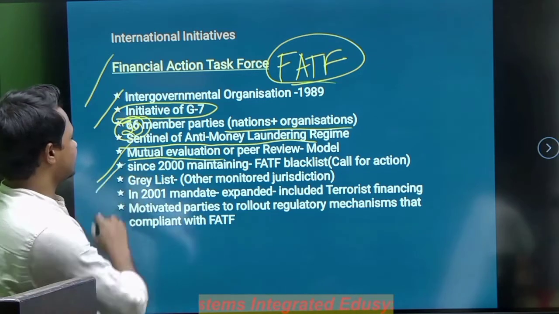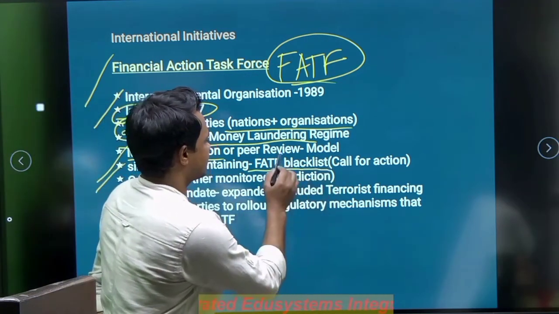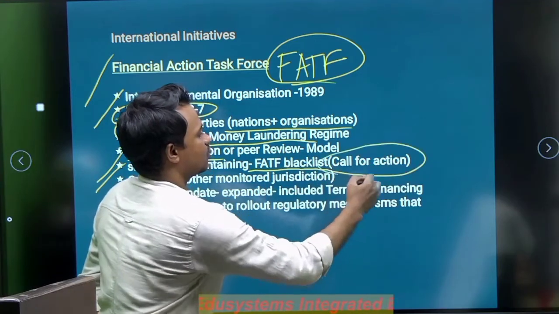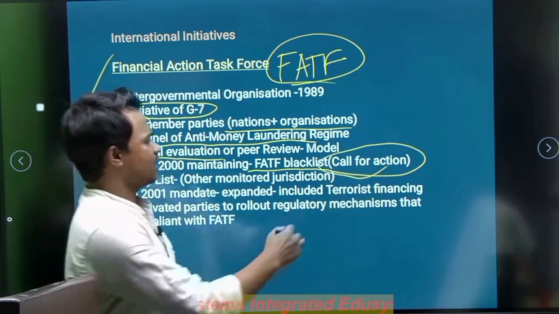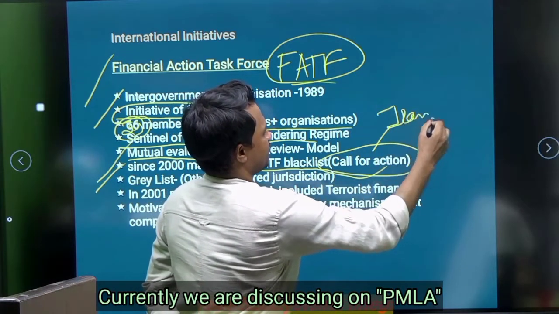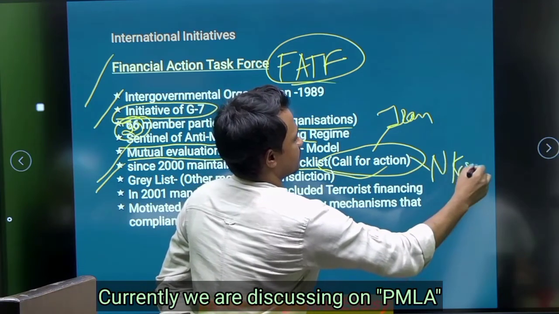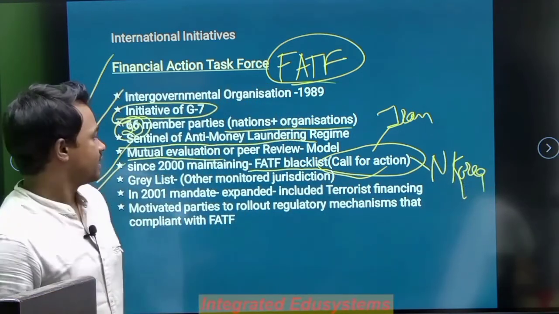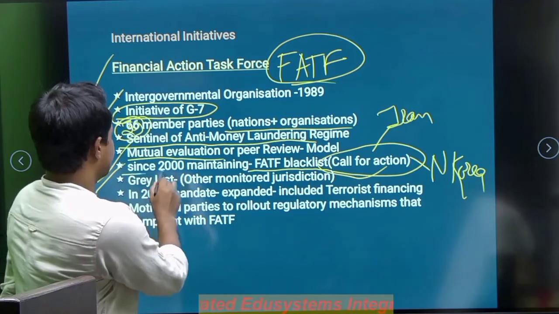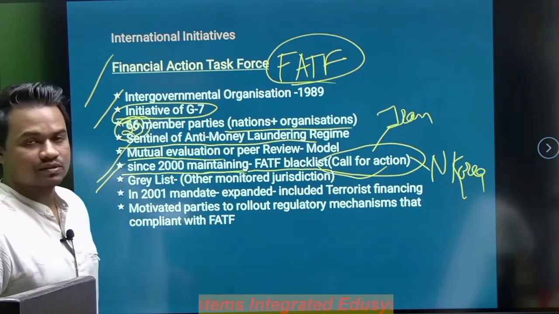And the next is, since 2000, FATF has been maintaining a blacklist, started where a call for action is needed. Now there are two countries, Iran and North Korea, that are on the blacklist. This mechanism has been in place since 2000.